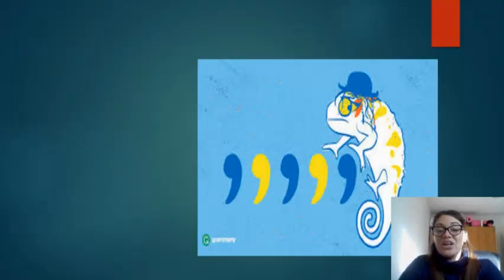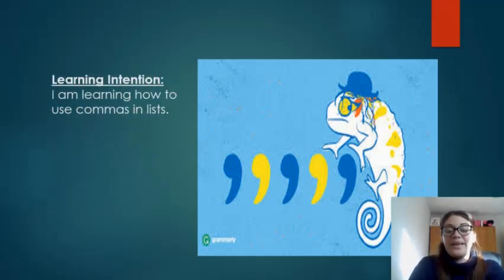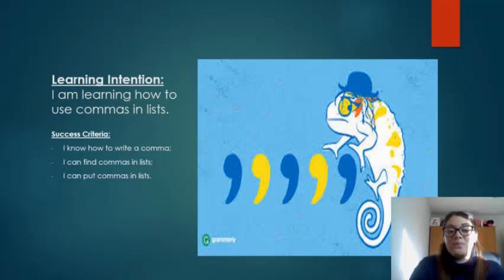Let's take a look at our learning sentences for this lesson. So what am I learning today? I am learning how to use commas in lists. By the end of the lesson, you would be able to know how to write a comma. You would be able to find a comma in lists, and you would be able to put your own commas in lists. However, let's start with the basic question.